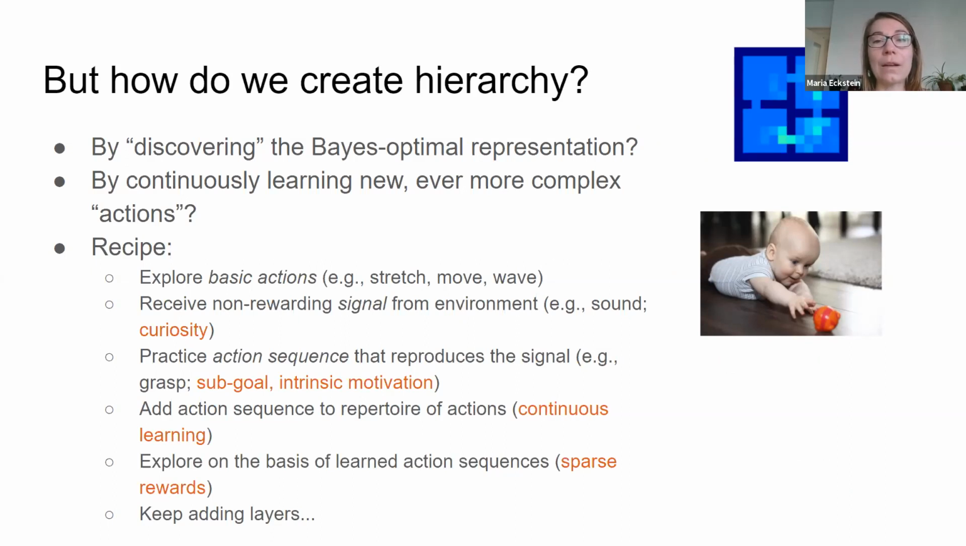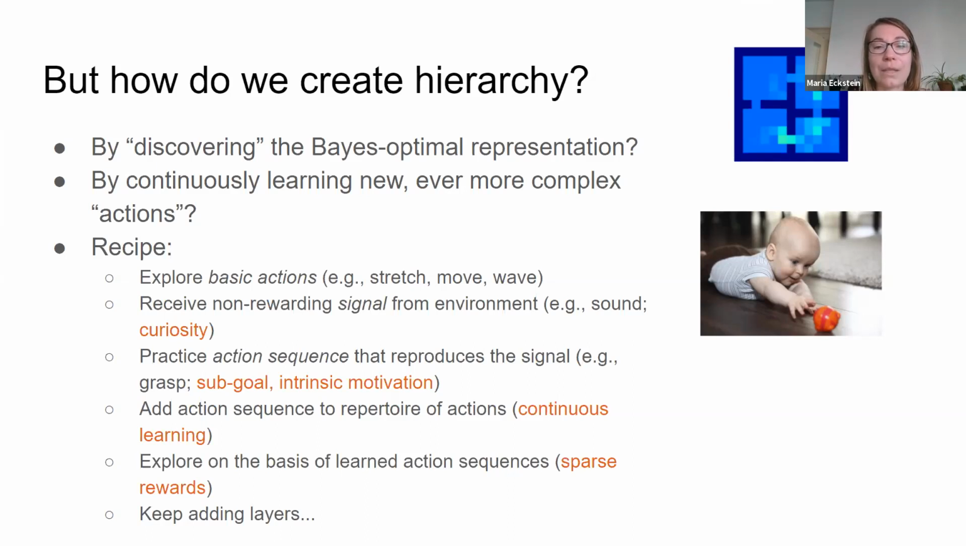What we propose here is that humans create hierarchical representations piece by piece. We continuously learn new, ever more complex actions that we then add to our action repertoire. Say we are born with a very basic set of actions, like stretch your arm, move your fingers, wave your hands. This baby here might explore the world around him by randomly executing one of these actions at a time. At some point, he accidentally hits the rattle and it makes a sound. This new sound triggers the baby's curiosity. What happens next is that the baby wants to produce that sound again.